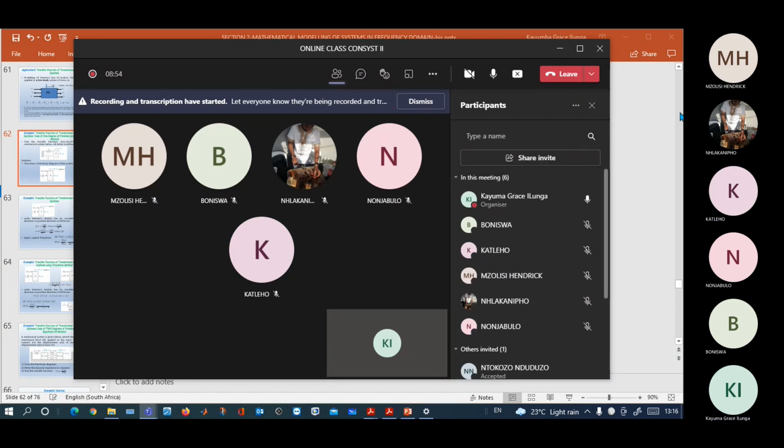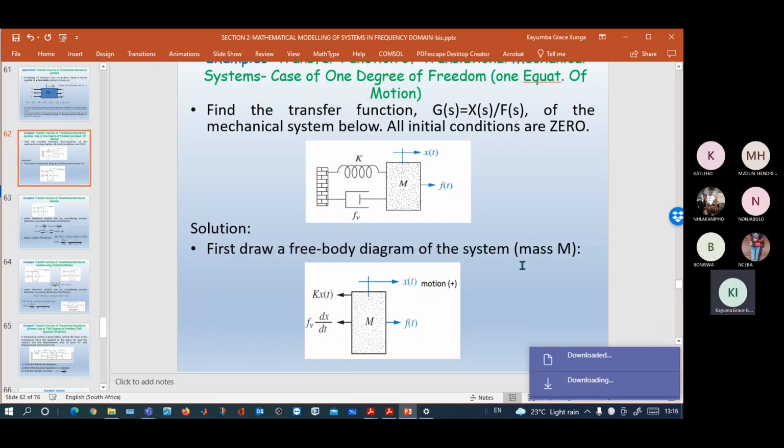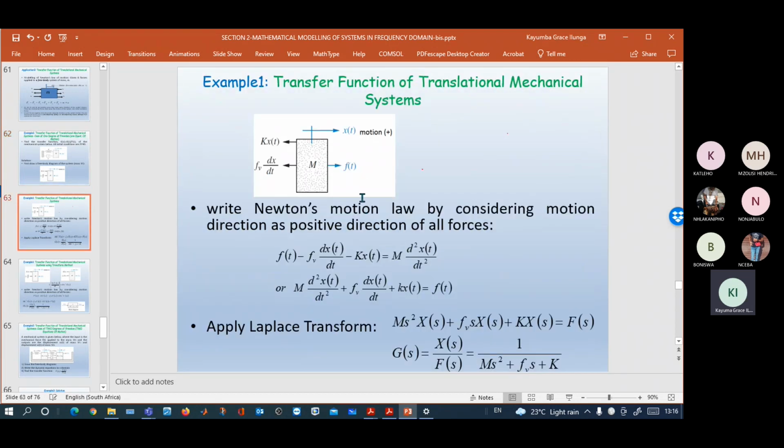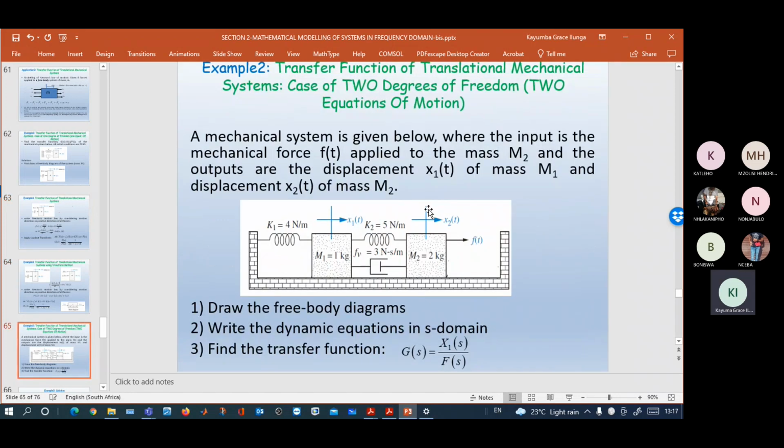So, in the morning, I introduced the modeling of a translational mechanical system, and we did together the 1 degree of freedom, and we got to solve this problem. Now we are going to do the one with 2 degrees of freedom. Then we will see if time allows.